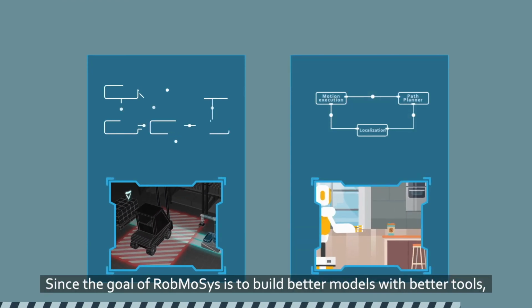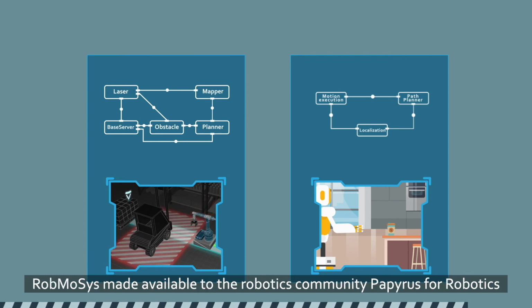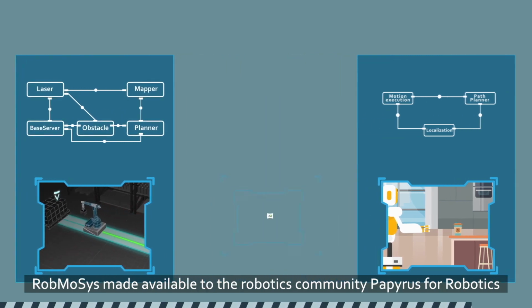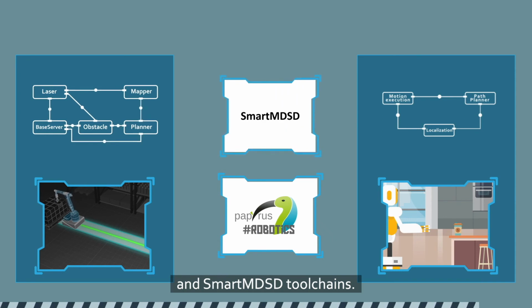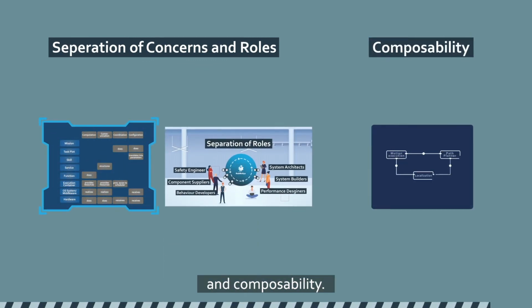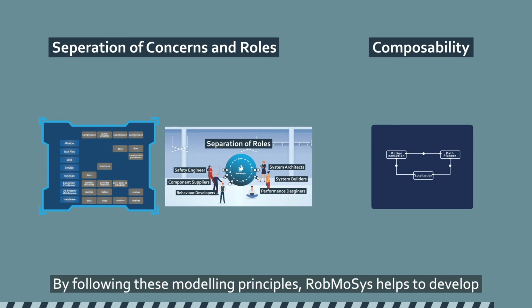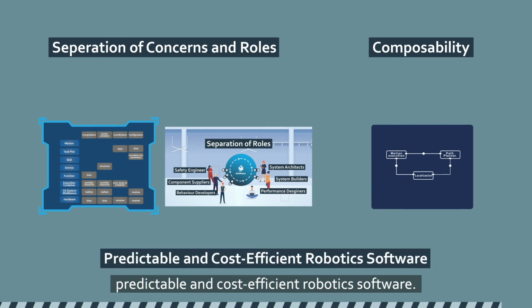Since the goal of RobMoSys is to build better models with better tools, RobMoSys made available to the robotics community Papyrus for robotics and Smart MDSD toolchains. These toolchains follow the principles of separation of concerns and roles and composability. By following these modelling principles, RobMoSys helps to develop predictable and cost-efficient robotics software.